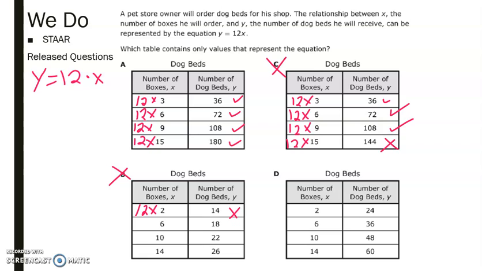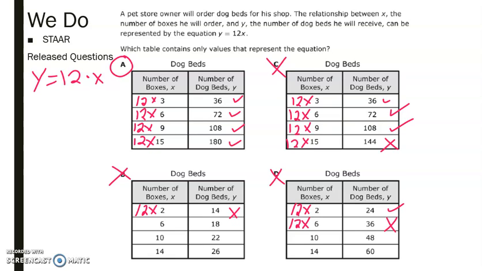Let's check the next one. Let's check D. So we have 2, so let's multiply 12 times 2. 24, okay. 12 times 6, that's 72, so not 36, so this is incorrect. So the only one that has values that represent this equation is A.